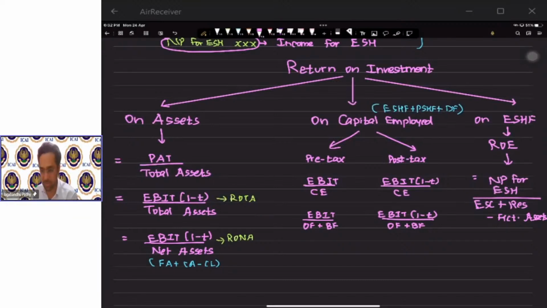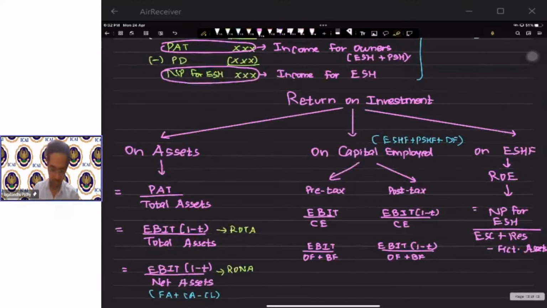We know what fictitious assets are: the P&L debit balance, miscellaneous expenditure not written off, all those assets which are technically not assets. Okay. So whenever we talk of return on investment, these are the possible things: what return is the company generating for its stakeholders, be it the equity shareholders, the preference shareholders, the debenture holders, or the entire company.